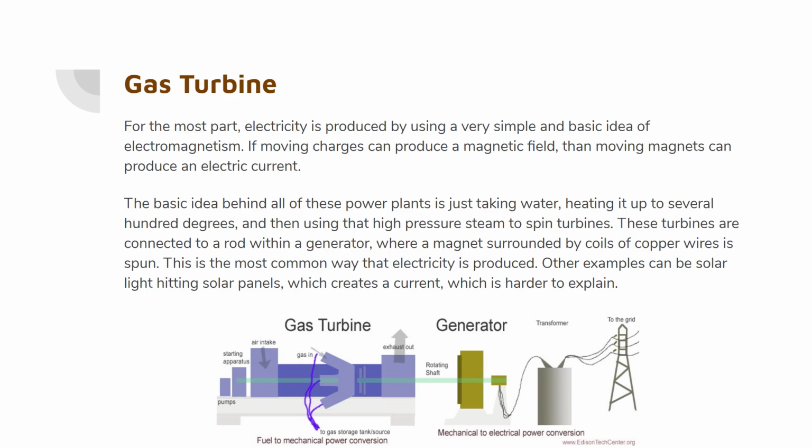The turbine is connected to a rod which is connected to a generator. That generator consists of a giant magnet surrounded by coils of copper wire and uses a very simple rule of electromagnetism where moving magnets can produce current. In this way, mechanical energy is converted into electrical energy.